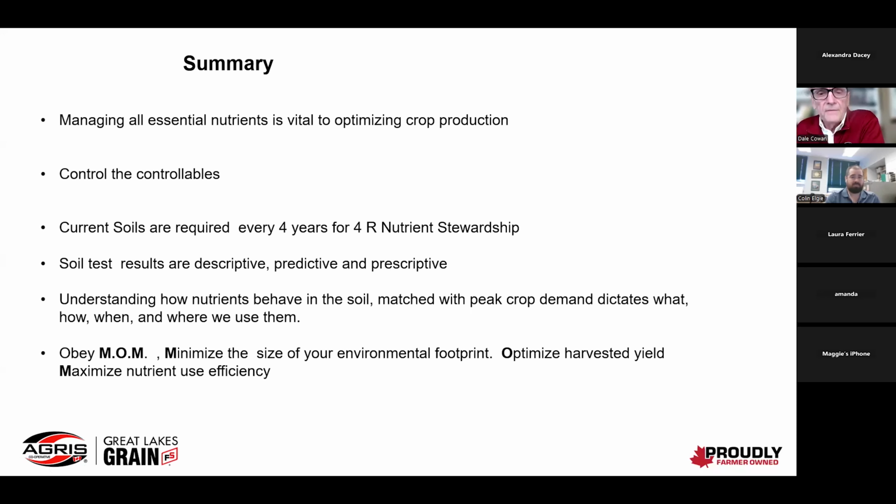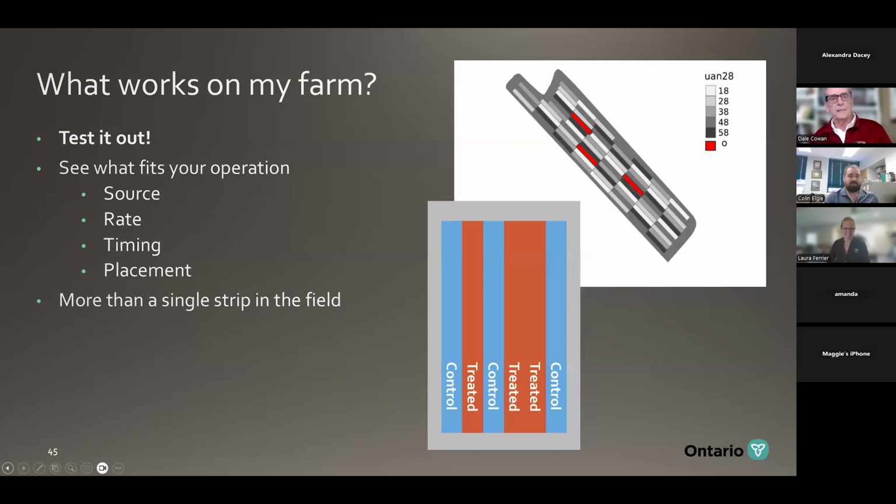Understanding how nutrients behave in the soil and matching peak crop demand dictates what, when, how, and where we use them. And as I always say, obey your mom: minimize the size of your environmental footprint, optimize your harvested yield, maximize your nutrient use efficiency. So thank you for listening. I'm going to give up my control back to Colin.